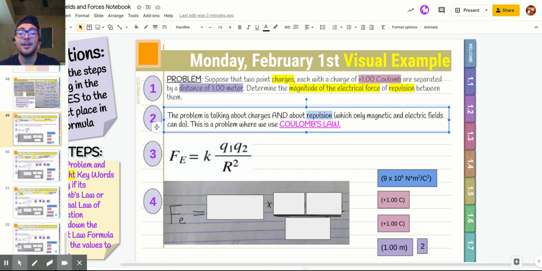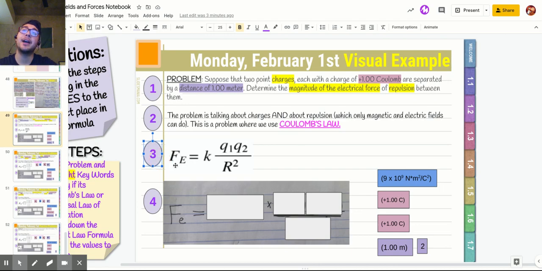They only attract. But electric and magnetic fields, they attract and repel. So the fact that it says repulsion, we know it's talking about magnetic and electric fields. And if that's the case, then we know this problem is where we use Coulomb's law, because Coulomb's law uses electromagnetism, so electric or magnetic field. Okay. So that's step 2, identify what law it was.